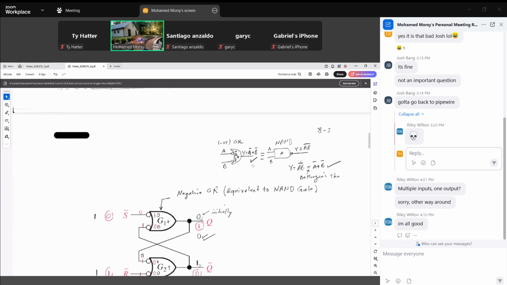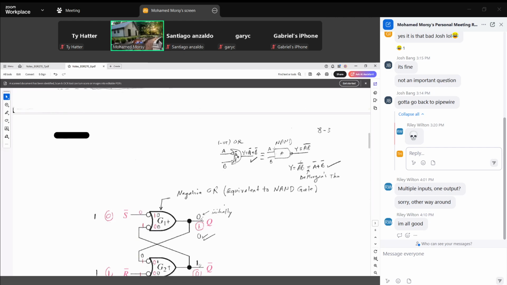What is the output of the negative OR? We mentioned the OR gate is A plus B. Negative OR gives A inverted plus B inverted. This is exactly equivalent to a NAND gate.